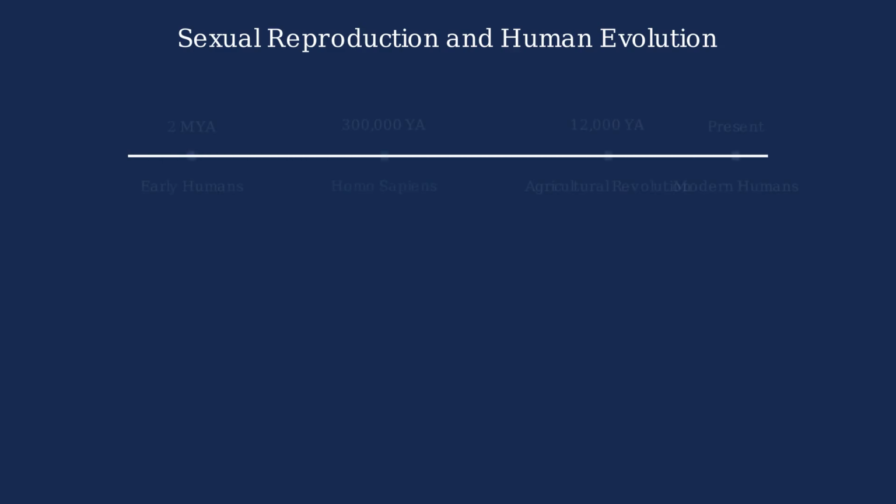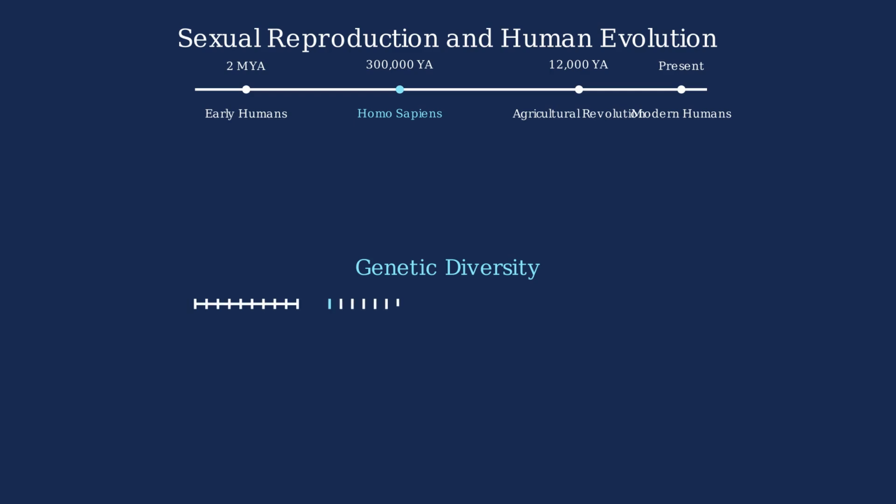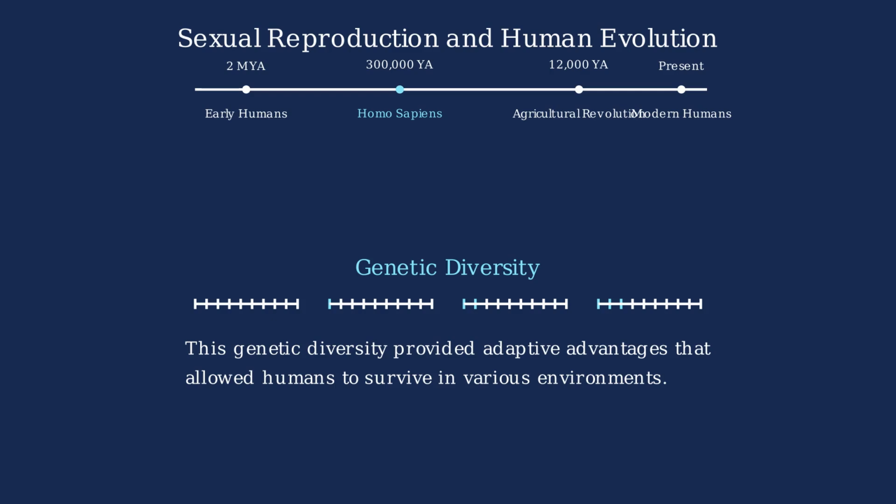Sexual reproduction has played a crucial role in human evolution. Let's examine how our species has evolved over time, largely driven by the genetic diversity that sexual reproduction provides. Sexual reproduction creates genetic diversity through the combination of genes from two parents. This genetic diversity provided adaptive advantages that allowed humans to survive in various environments, from tropical forests to Arctic tundra.